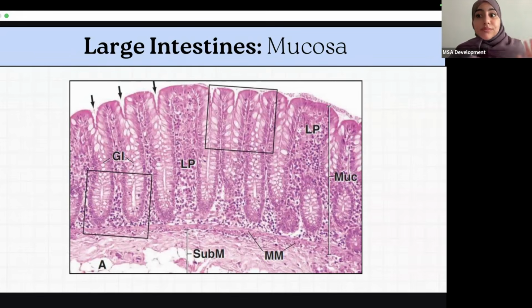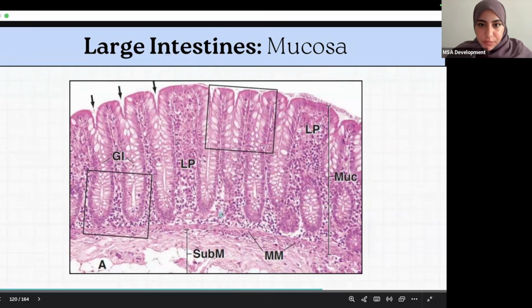because there are no villi. It's not the same, but there still is an epithelial lining of microvilli and whatnot to allow for absorption. However, it's not that heavily involved in absorption. But something very obvious that we can notice is that there are so many goblet cells. There are so many goblet cells all over here.